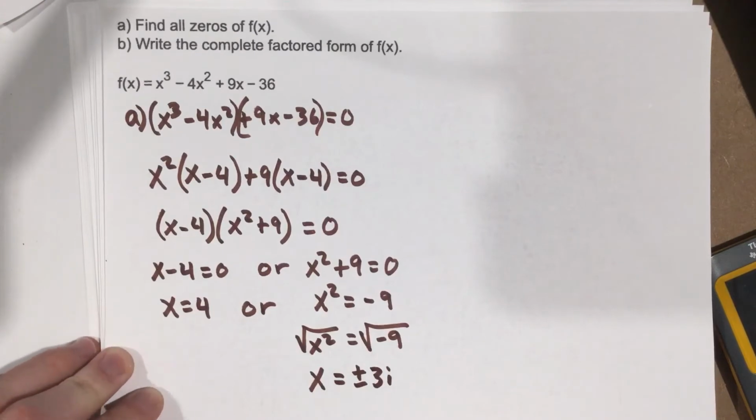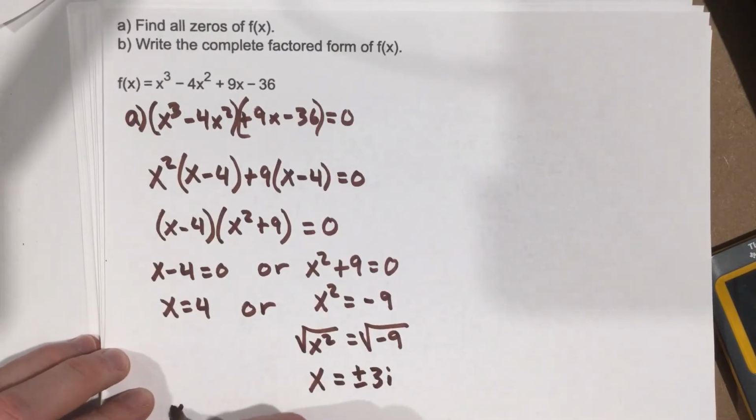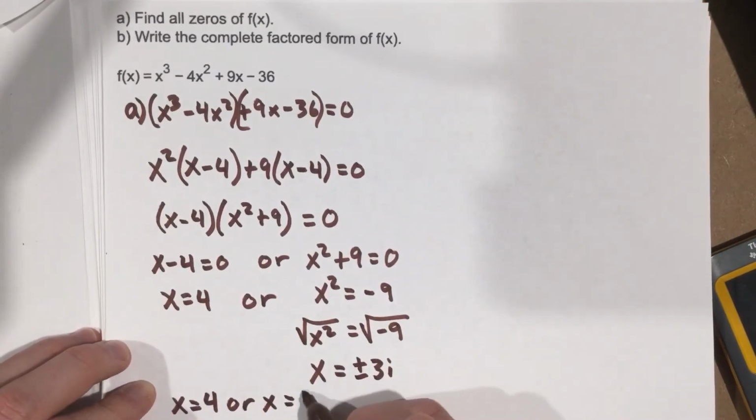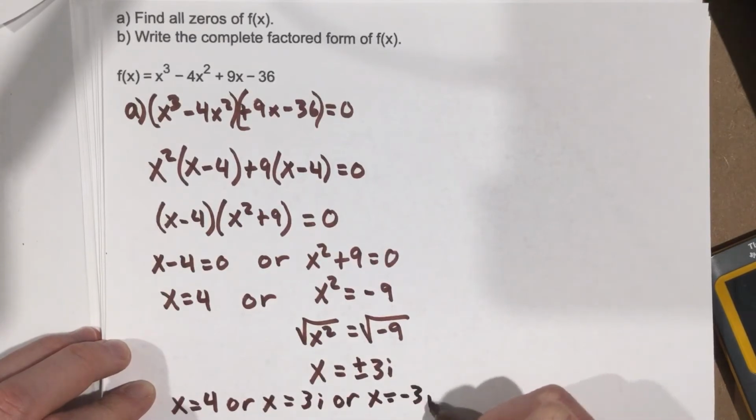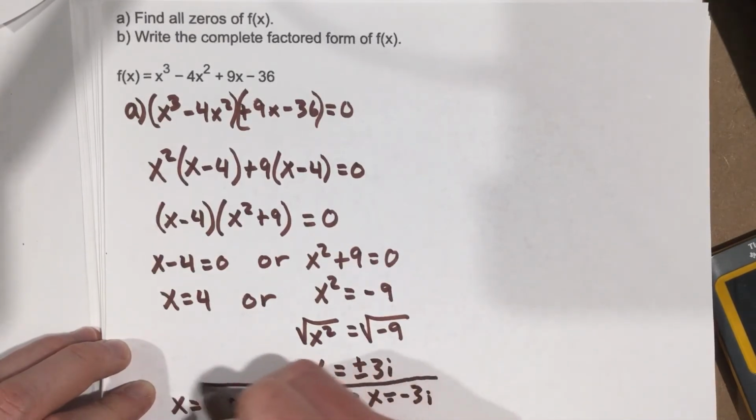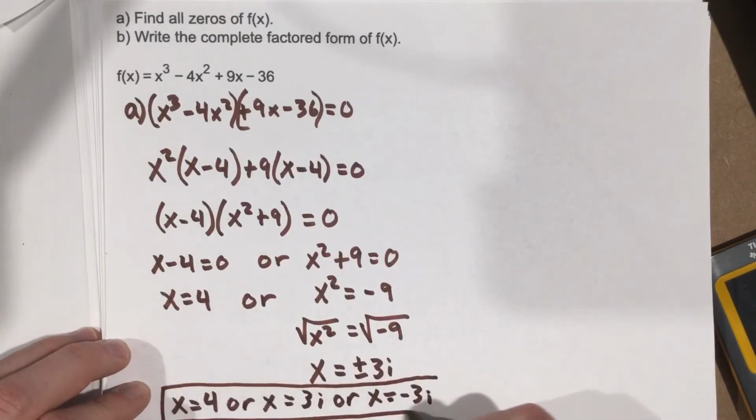So our zeros are x equals 4, or x equals 3i, or x equals negative 3i. Those are the zeros for this function.